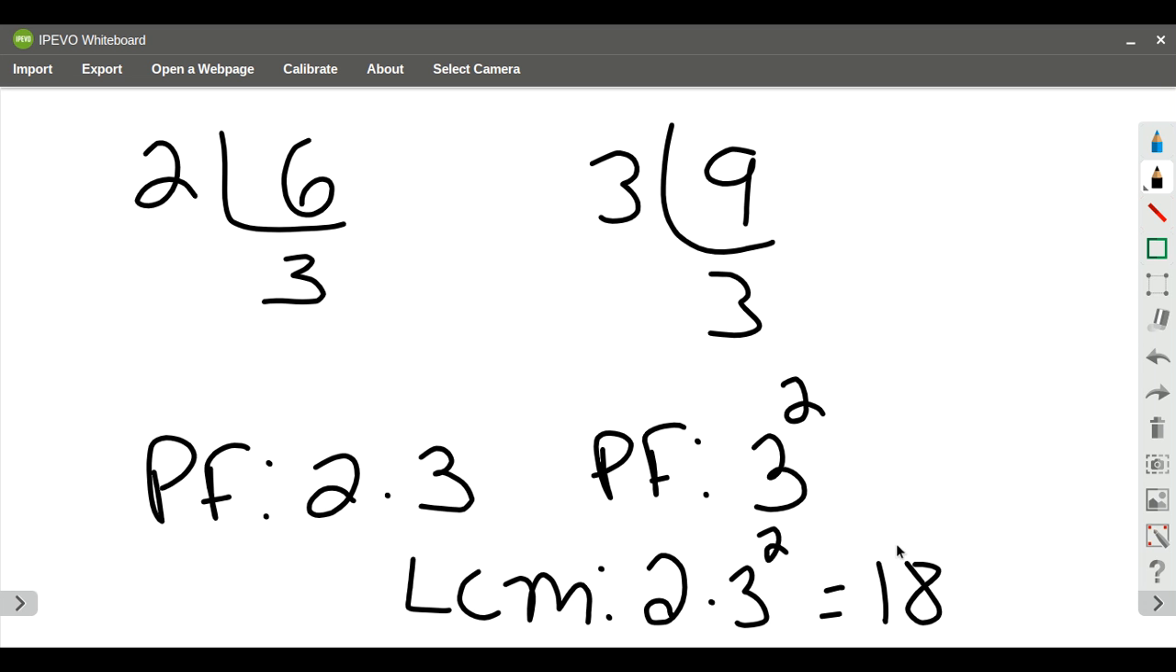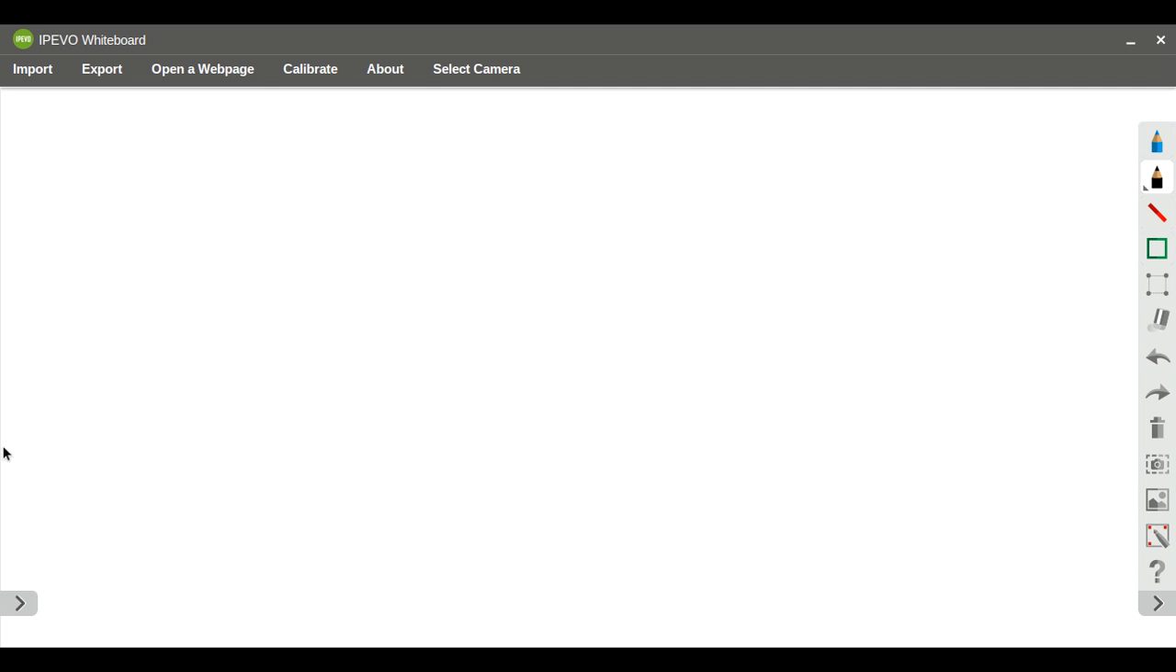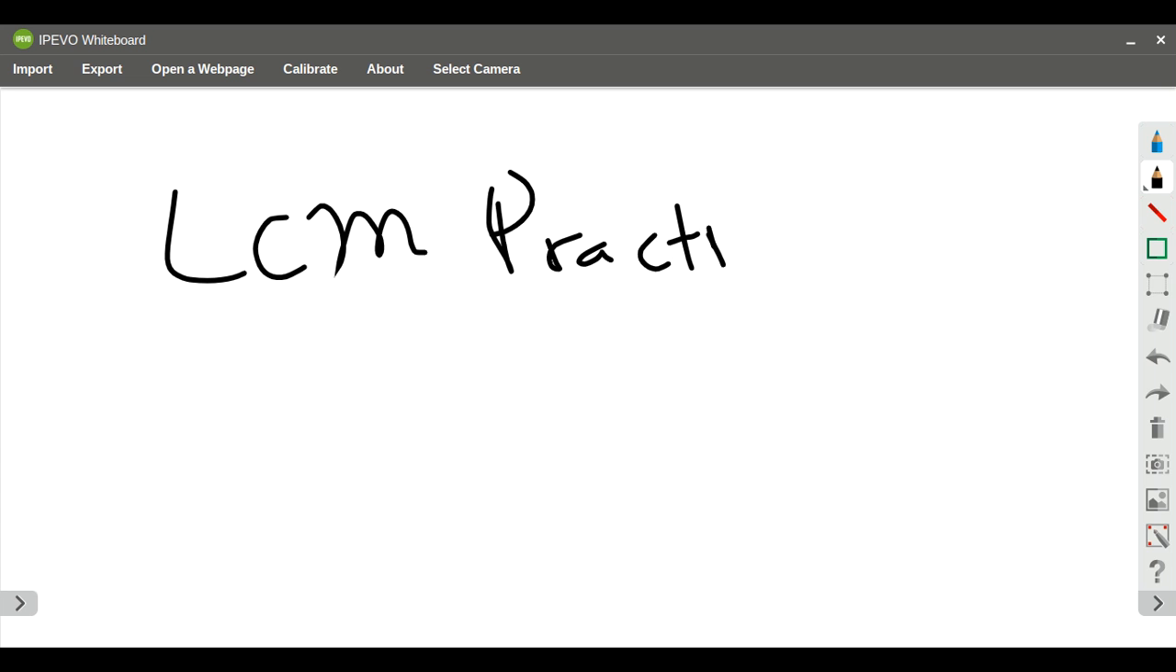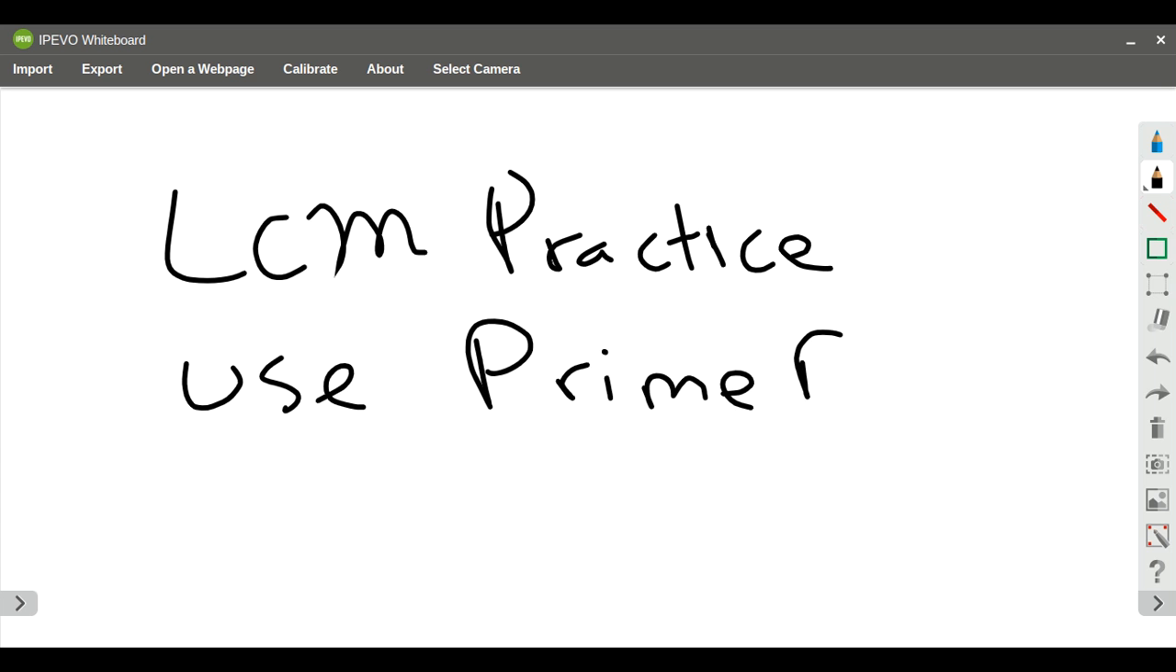Okay. So at this point in time, you guys are going to work on your least common multiple practice page that I left for you. And when you are done with that, then you're going to move into your next activity. So you're working on the least common multiple practice page. What I want to see is you need to use prime factorization. So how I modeled my problems, that's what I want to see from your work. Alrighty.